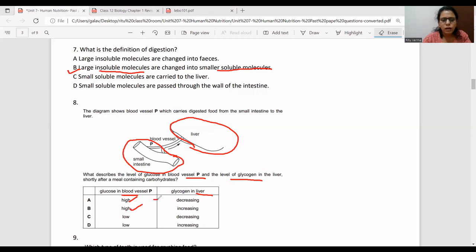Now after this glucose reaches the liver, the excess of glucose is converted into glycogen. This also we have studied, that the excess of glucose is stored as glycogen in the liver, isn't it? So the level of glycogen in liver will increase. So option B is the correct answer. Glucose in blood vessel P is high and glycogen in liver increases.